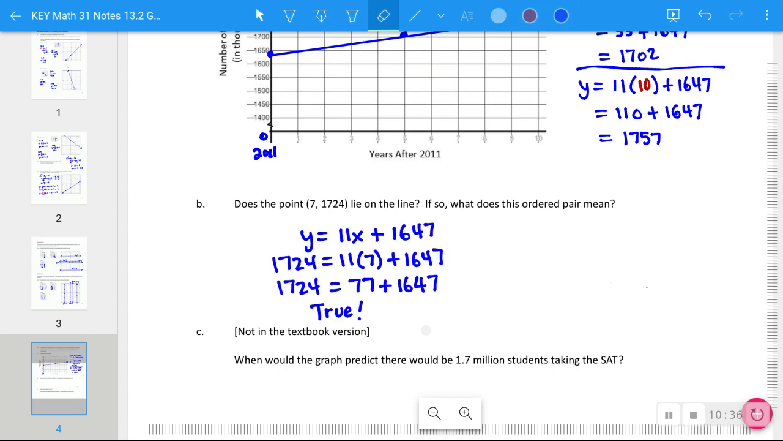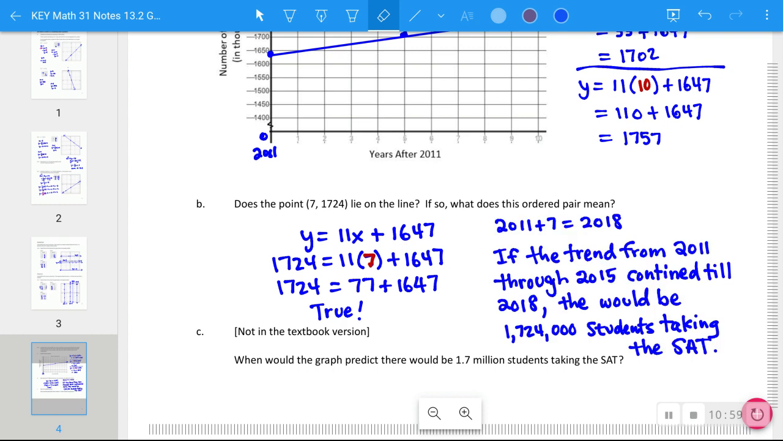So what we're going to do is plug the 7 in, and you can see I did that right here, 7. And you get a true statement when you do that. So that tells us that, yeah, that is a point on the graph. Now we're supposed to interpret that and decide what it means. So I've written that off to the side here. The first thing is the 7. That would be 7 years after 2011. In other words, this is a prediction for 2018.